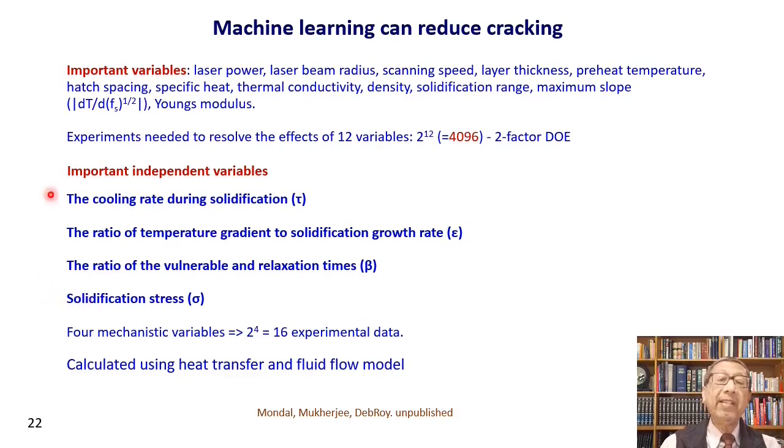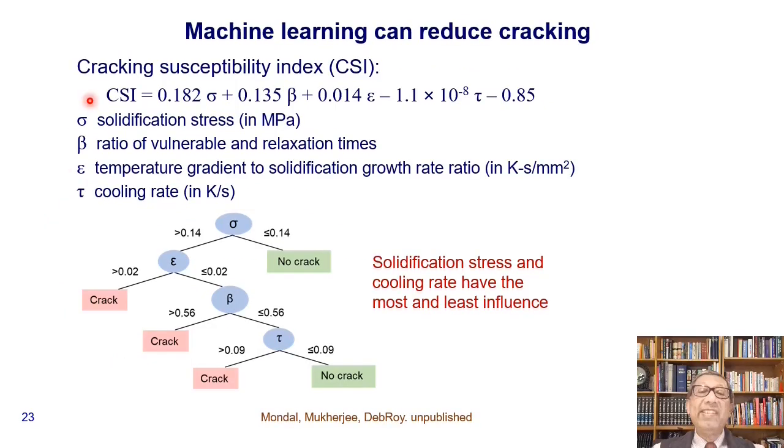So if we take these 4 causative variables instead of all the raw variables, I get 4 mechanistic variables that are related to cracking. So in order to analyze this problem based on these 4 variables, we will need 16 data points following the two-factor design of experiments. And these parameters can be computed using a heat transfer and fluid flow model.